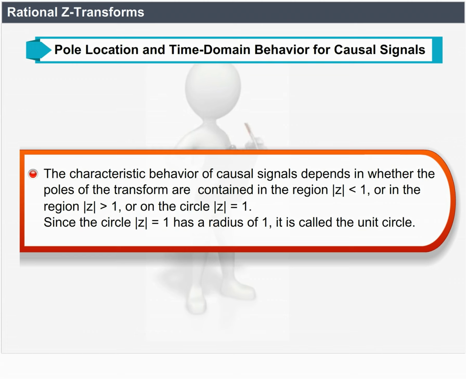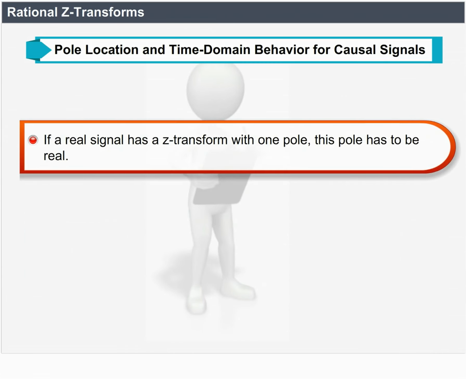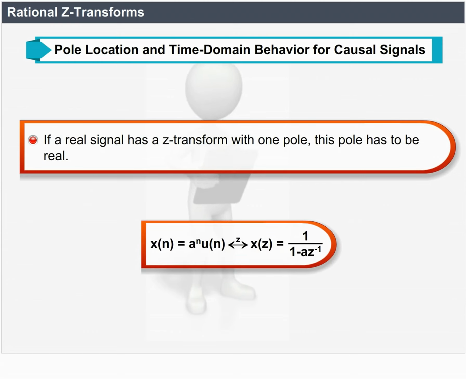Since the circle modulus of z equal to 1 has a radius of 1, it is called the unit circle. If a real signal has a z transform with one pole, the pole has to be real. x of n equal to a power n into u of n is equivalent to capital X of z equal to 1 divided by 1 minus a into z power minus 1.